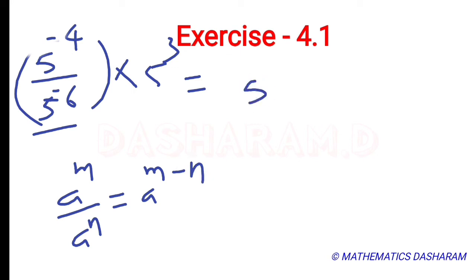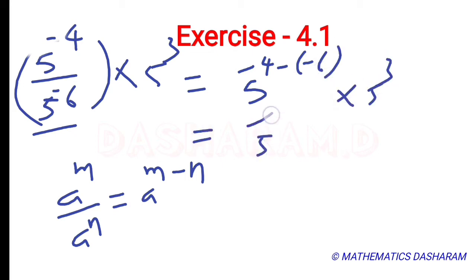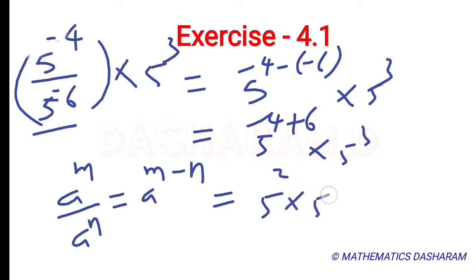So 5 to the power of minus 4, minus of minus 6, into 5 cube, equals 5 to the power of minus 4 plus 6, which is 2, into 5 cube. Now a^m × a^n = a^(m+n), so 5 to the power of 2 plus 3 is 5. So 5^5 is the answer.